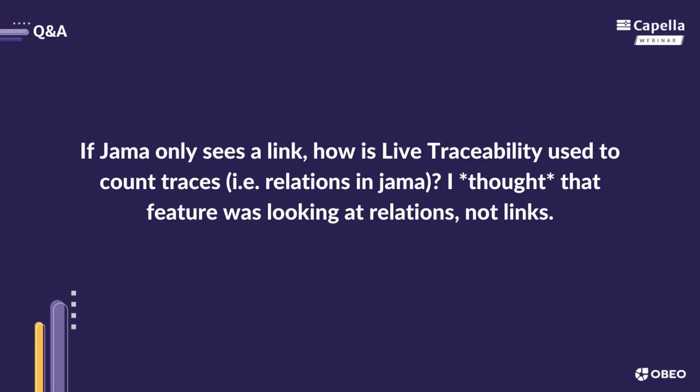If Jama only sees a link, how is live traceability used to count traces? I thought that feature was looking at relations, not links. Okay. I understand your frustration.